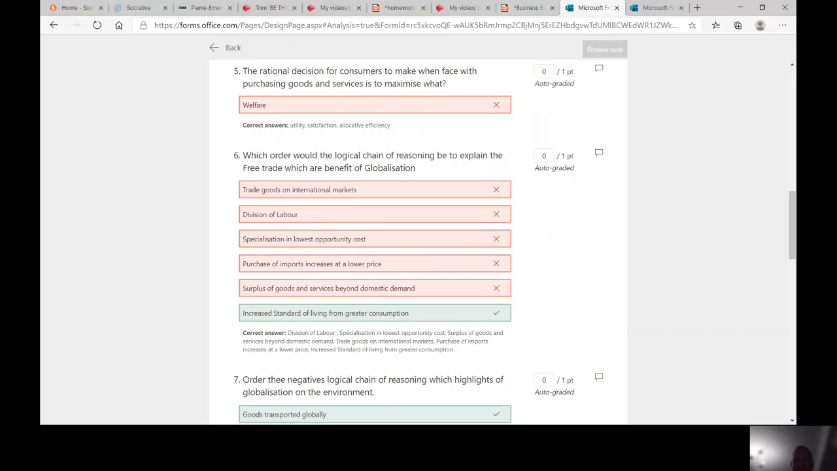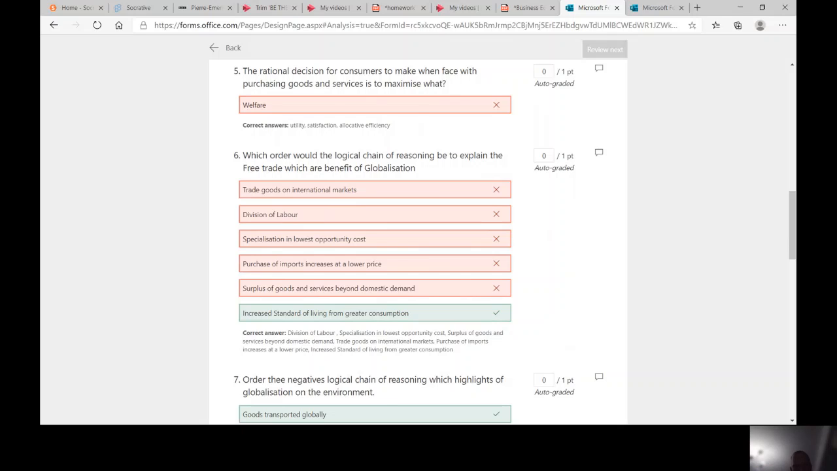Which order would the logical chain of reasoning be in to explain free trade as a benefit of globalisation? So the first thing that has to happen is division of labour. People have to be given specific roles or specific industries to divide up the economy. Specialisation is the next key part. So specialisation in lowest opportunity cost means that you perform one thing over and over again. This creates a surplus of goods and services beyond domestic demand. Then those goods are traded in international markets, which allows the country to purchase imports at lower prices. And then lastly, this increases the standard of living from greater consumption.